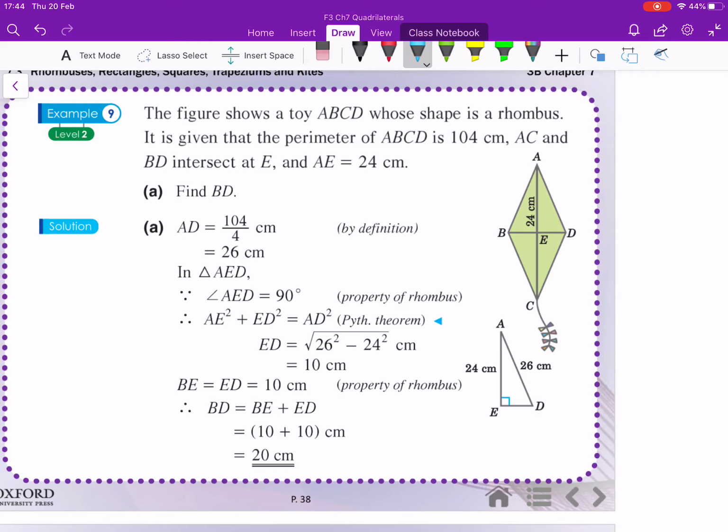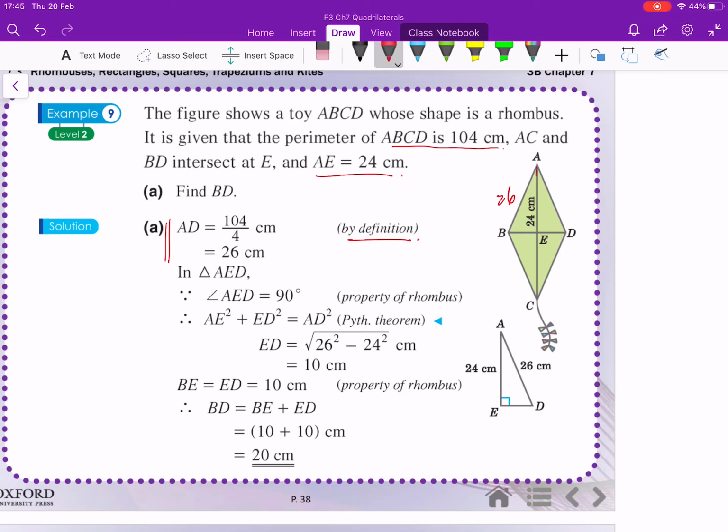And then goes to example 9. So this time you have a rhombus again. You know that the perimeter is 104. And then you know that AE equals 24 cm. The first one, find BD. Okay, perimeter equals 104. So we can find out the length of a side of rhombus by dividing 104 by 4 equals 26 cm. This is by definition of rhombus, as we know that all 4 sides of the rhombus are equal.